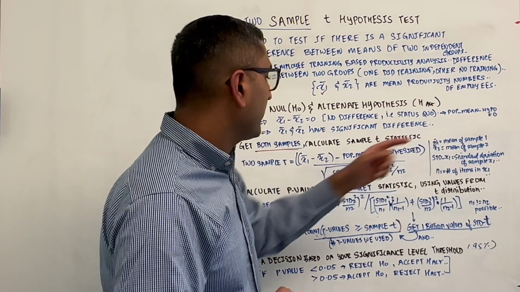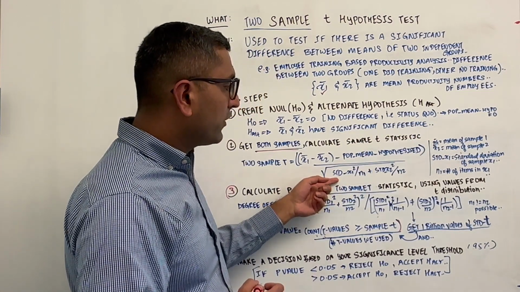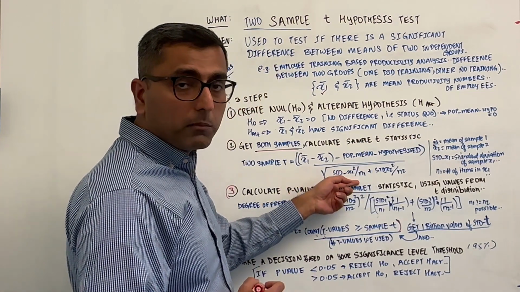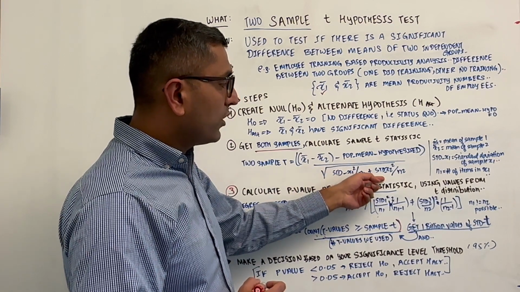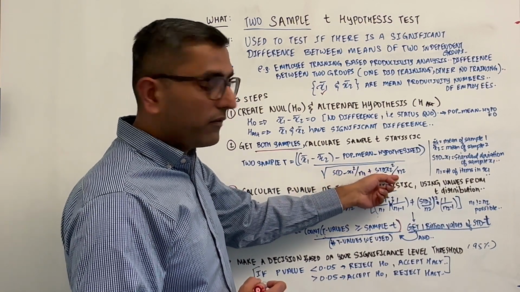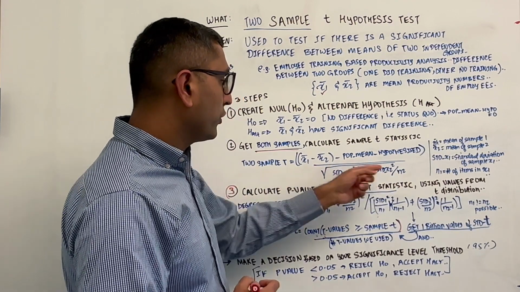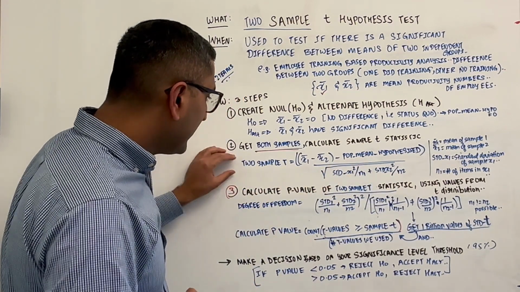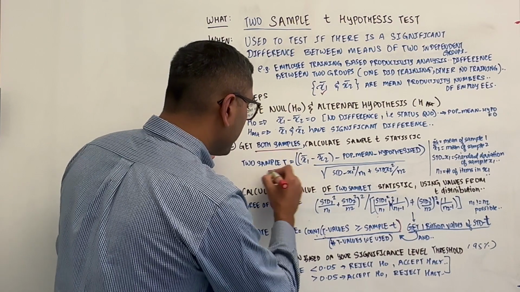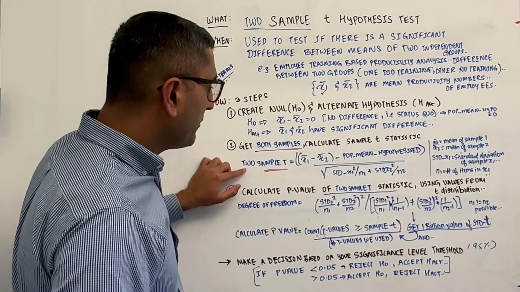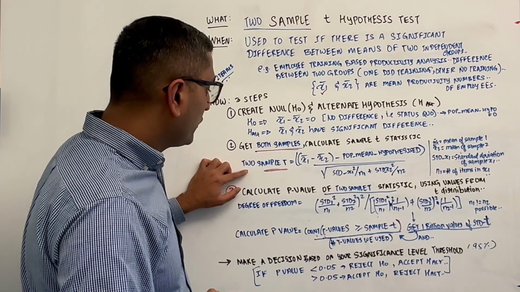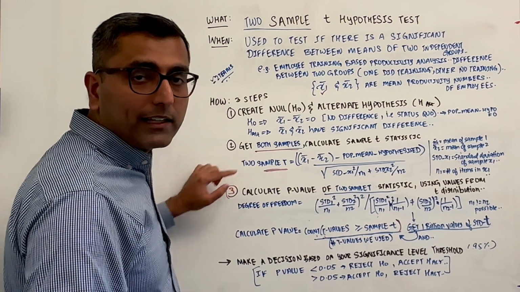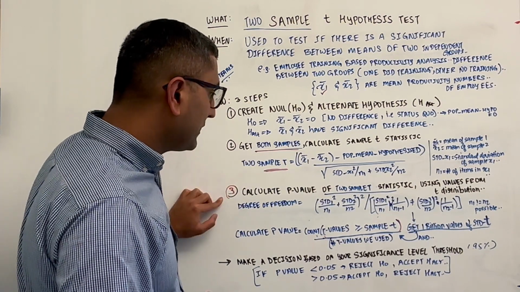And then we have the standard deviation of the first group squared divided by the number of people in that group, plus the standard deviation of the second group squared divided by the number of people in the second group, the square root of the whole thing. So now we get our two-sample t. This is super important because we now need to find out how rare this is. We find out how rare this is by calculating the p-value.